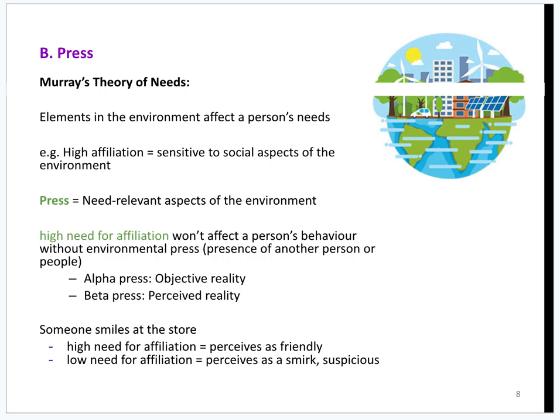There's alpha press and beta press. So alpha press is the objective reality, if you can say that. So that's just what's out there. That is like, say, a situation, something that happened. Then there's beta press, and that's the one that you perceive. And remember, everyone perceives things differently.